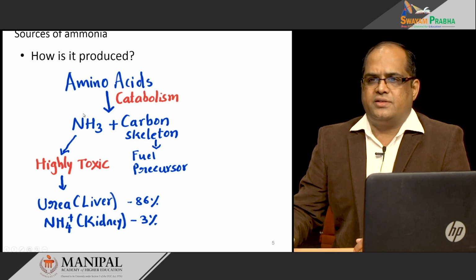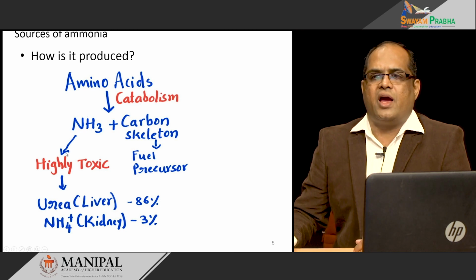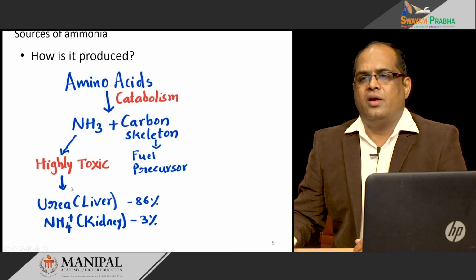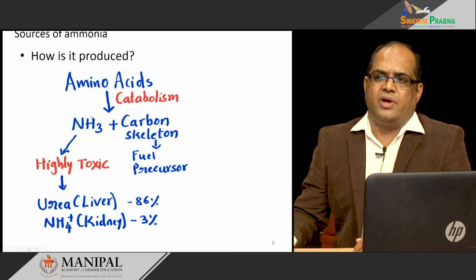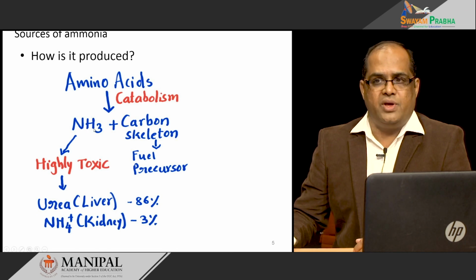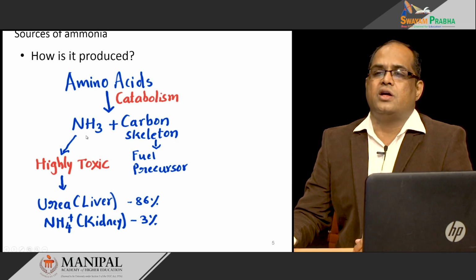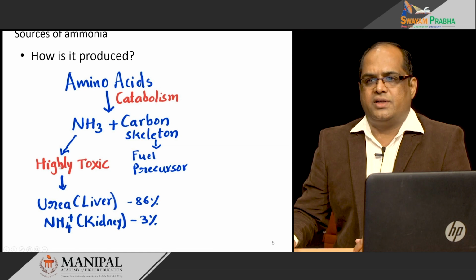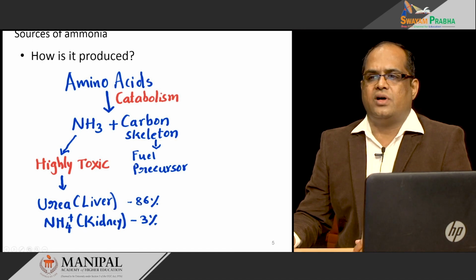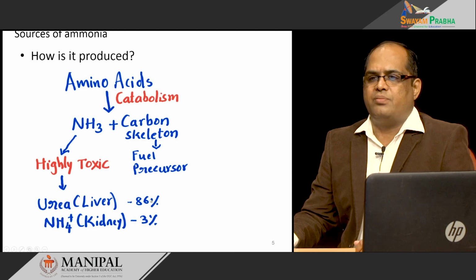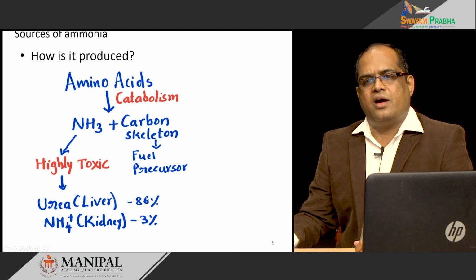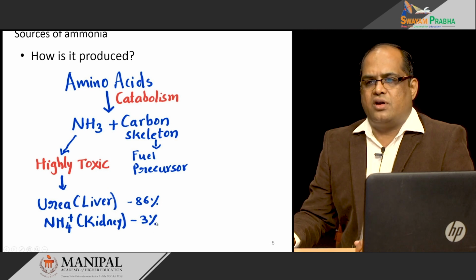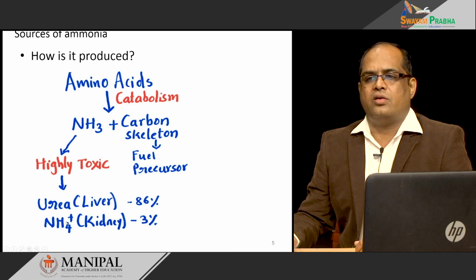The free ammonia that is released is highly toxic to the body. It has to be excreted out of the body. Why is ammonia toxic? Because it increases the body pH and can cross the blood brain barrier to cause cerebral edema, tremors, coma and death. So, the body takes that free ammonia and converts it into urea in the liver. The majority, around 86 to 90%, is converted into urea and excreted out of the body, and a minor portion is excreted in the form of ammonium ion in the kidney, which helps in acid base balancing.